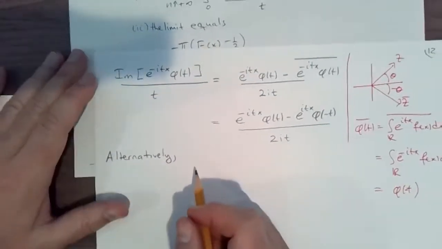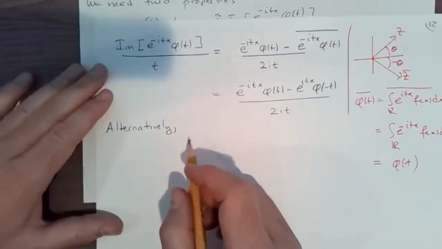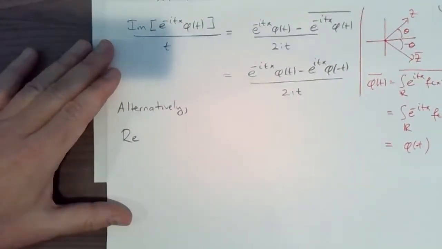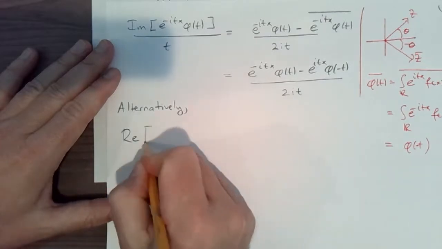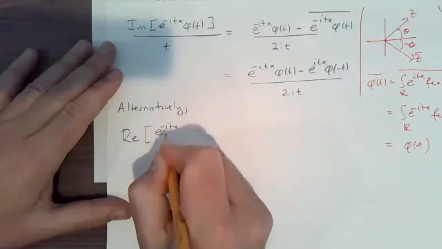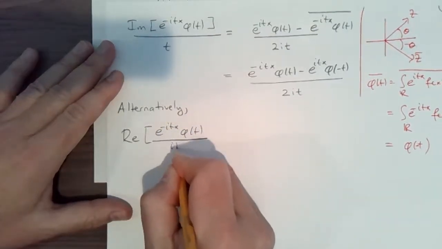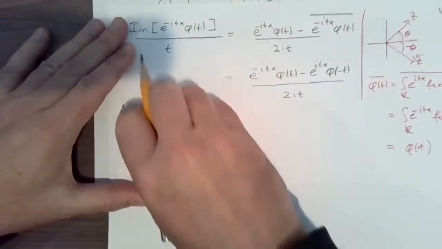Alternatively, you can use the real part. If I look at the real part of what would it be? It would be e to the minus itx phi of t divided by it, and this is all inside the real part.